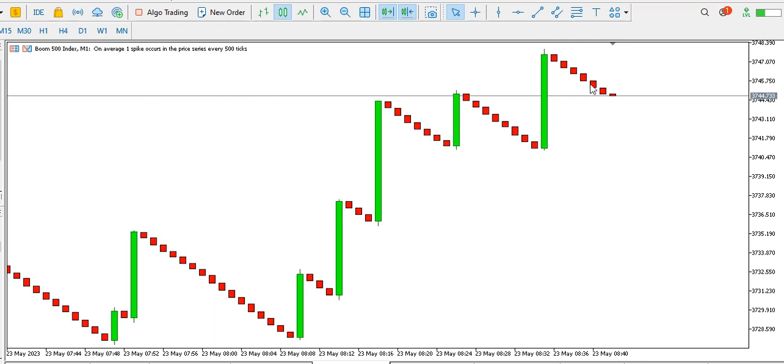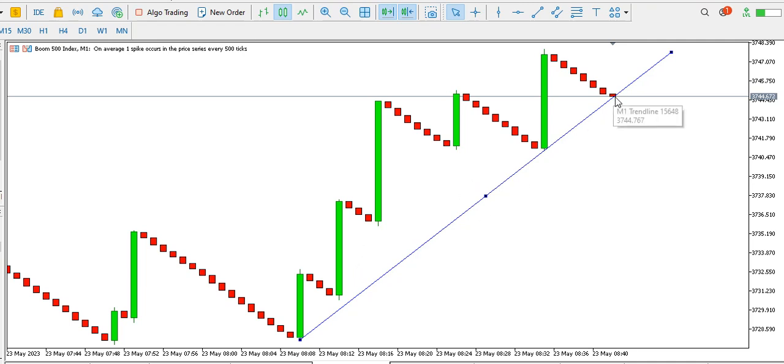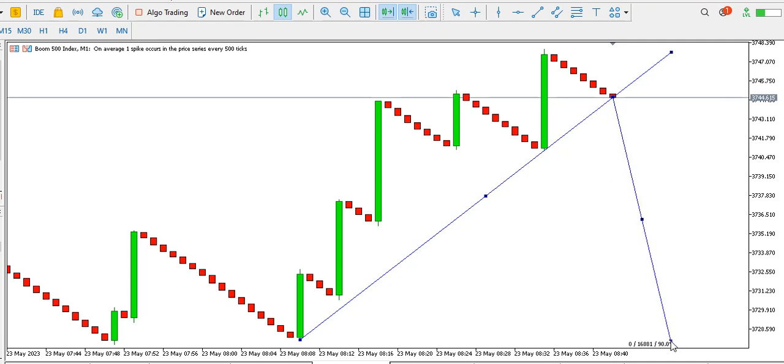On the 1 minute time frame, price is currently buying, so you might want to catch some spike as price buys. But for now, it appears as if the trend line is currently being invalidated. So as it invalidates the trend line, if price continues and breaks below this low, you might see price retreating and then going downwards. That's that for Boom 500 index.